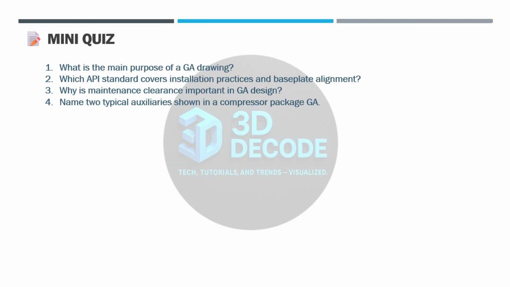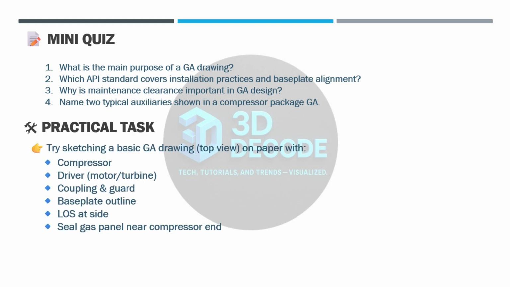Mini quiz. Let's test your knowledge with a quick quiz. 1. What is the main purpose of a GA drawing? 2. Which API standard covers installation practices and baseplate alignment? 3. Why is maintenance clearance important in GA design? 4. Name 2 typical auxiliaries shown in a compressor package GA.